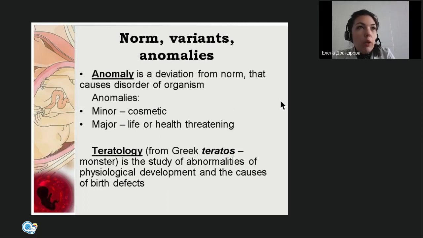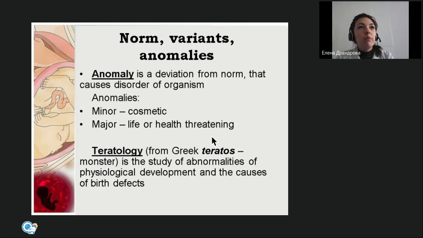Minor and major anomalies are formed at different ages of pregnancy. Like if a pregnant woman did something wrong, like she probably smoked or drank alcohol or used drugs, and if she did it at a very early age of pregnancy, at the time when tissues are developed, these embryonic layers are developed, then we will deal with major anomalies, which are life or health threatening. And probably there is a very high chance that this baby will not be able to live.